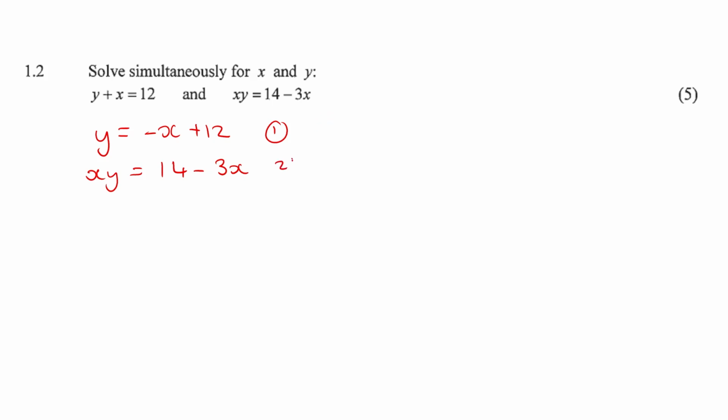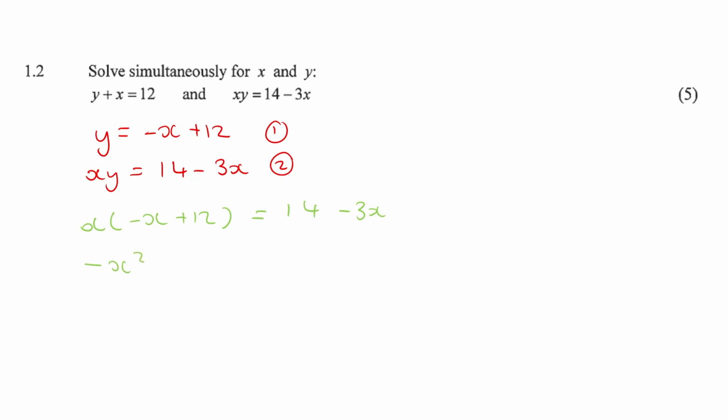And all we're doing here is subbing equation 1 into equation 2. So this y value, minus x plus 12, we're going to sub it in there into the place of y. It's going to look something like this. So x, open a bracket, minus x plus 12, close the bracket, is equal to 14 minus 3x. If we were to get this positive 14 onto the left-hand side, it would become a negative 14, and this negative 3x onto the left-hand side, a positive 3x. So it's going to look like this.